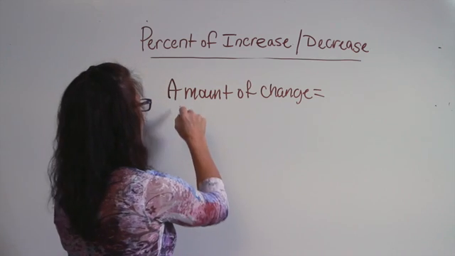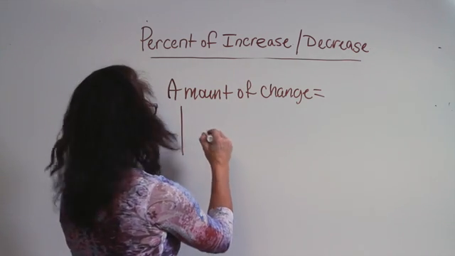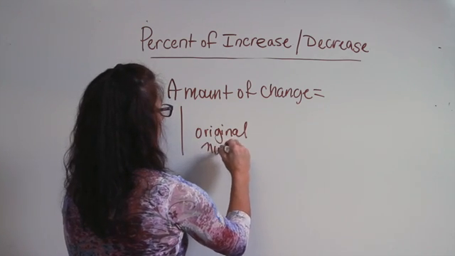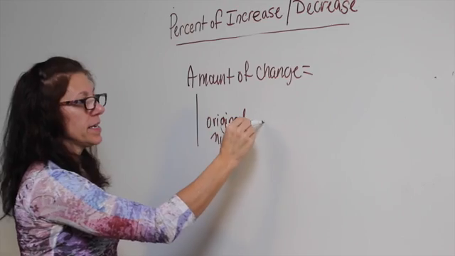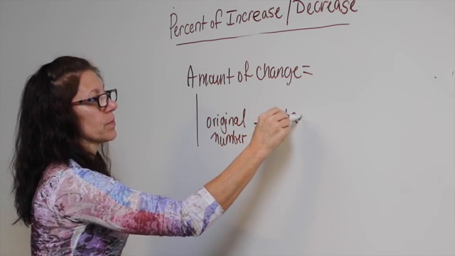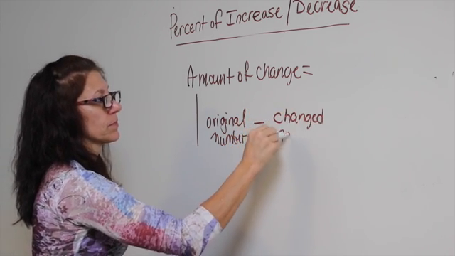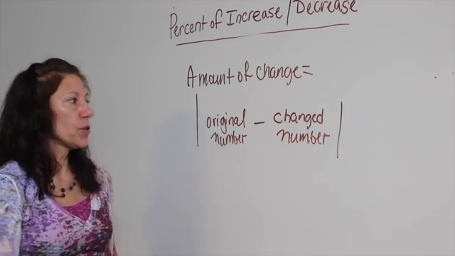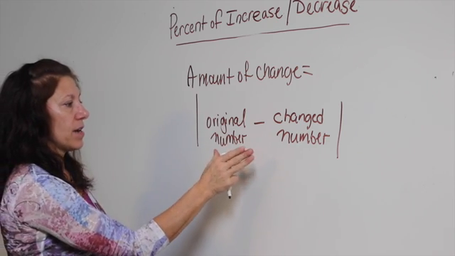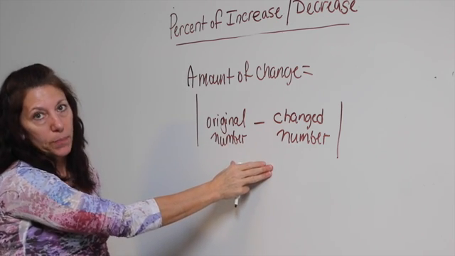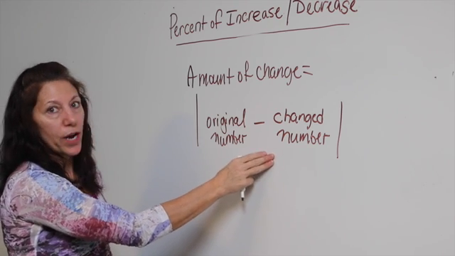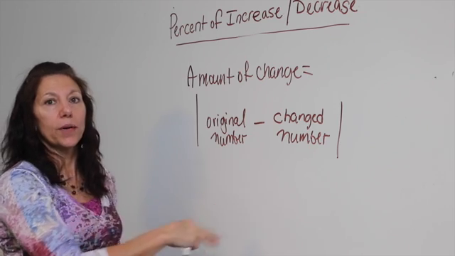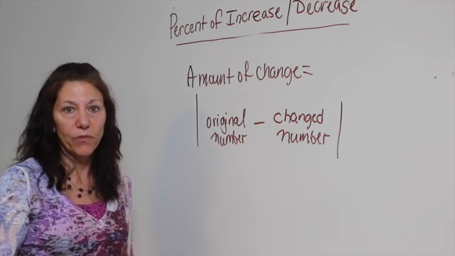you need to find the absolute value of the original number minus the changed value or the changed number. When we speak about absolute value, what we are actually talking about is a number that is always positive. So no matter how you subtract this, whether it's 5 minus 10 or 10 minus 5, your answer is always a positive value, and in this case it would be 5.